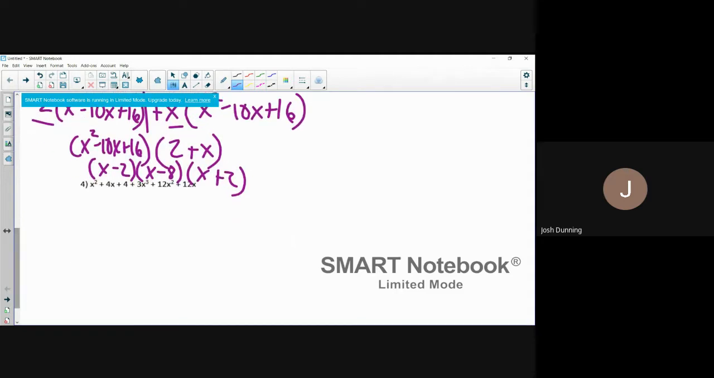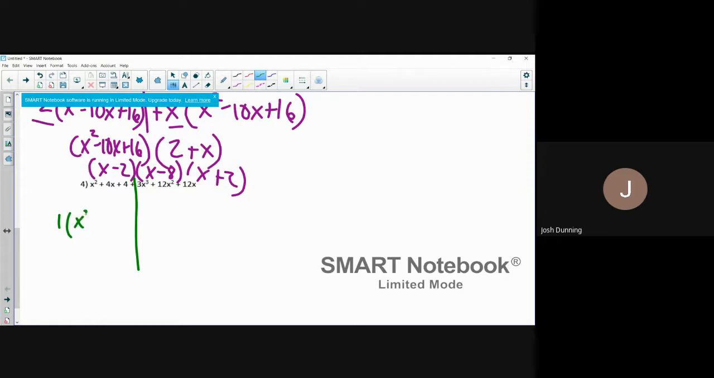And number 4. Split it down the middle. Now on the left, there's no GCF. There's nothing you can really do there. But when I factor the trinomial out in the parentheses, there's gotta be something left over. So again, we're gonna divide by 1.